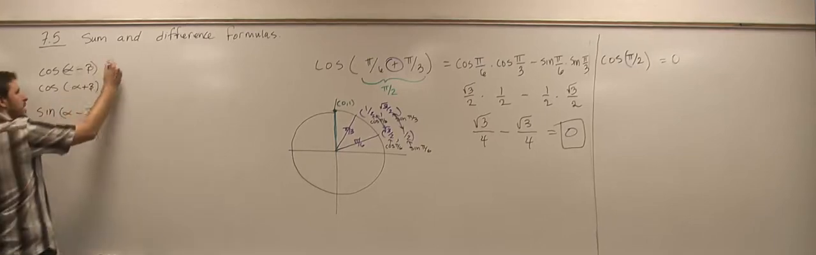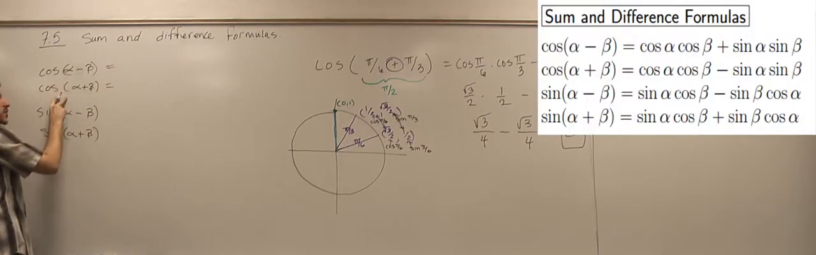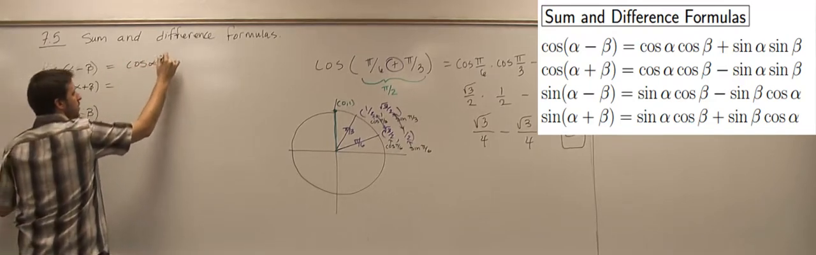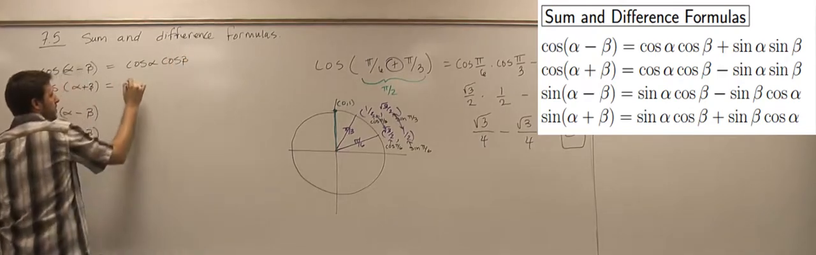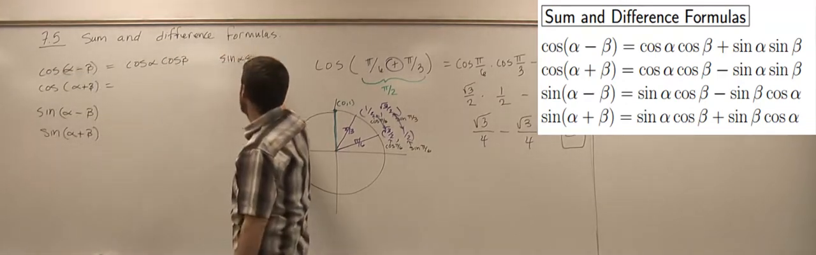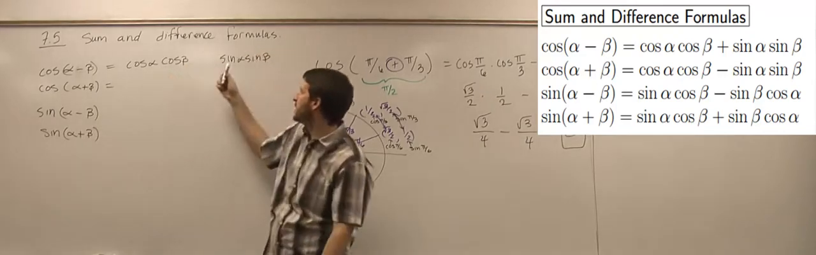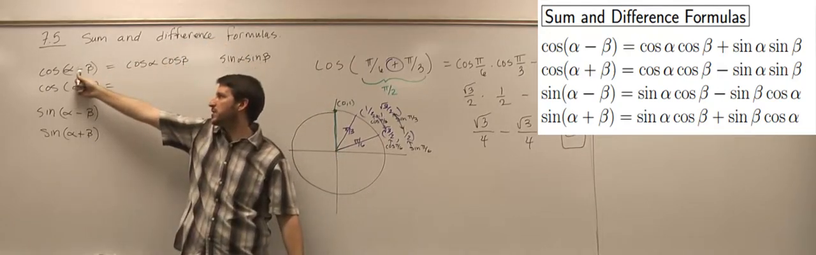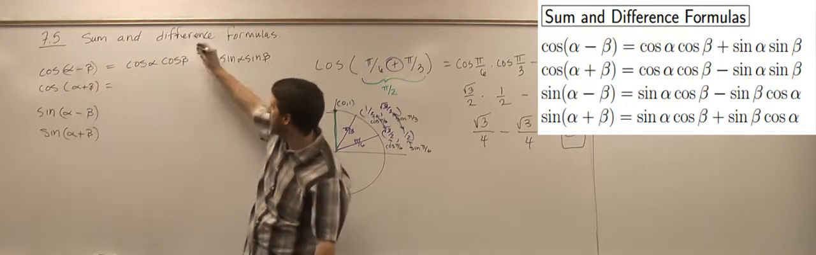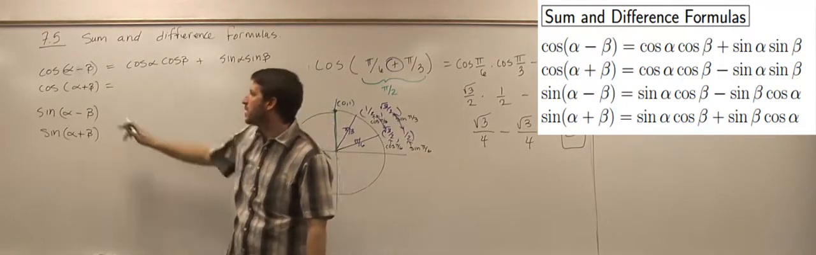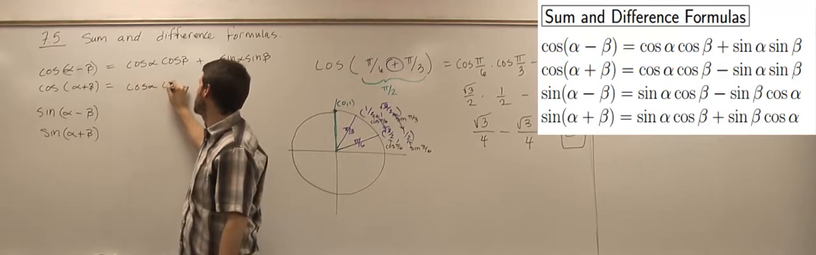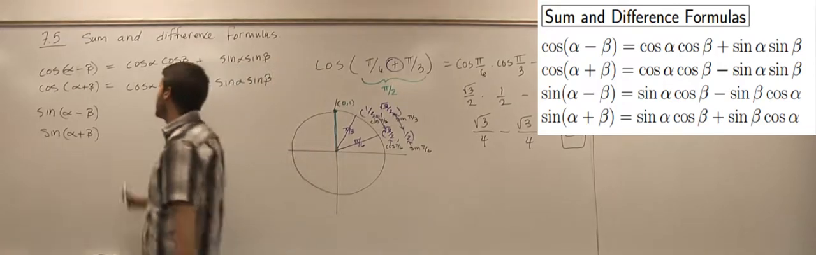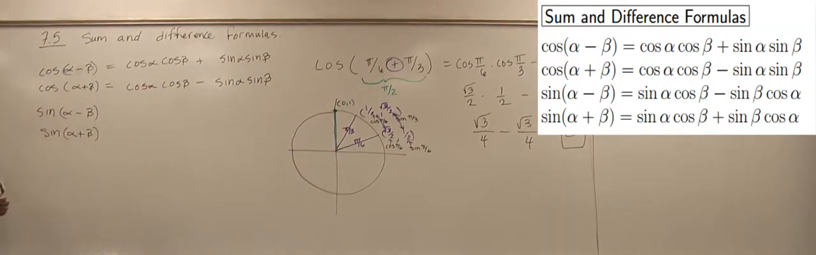But the way the formulas work is that the cosine sum and difference formulas don't mix trig functions. The cosine sum and difference formula have cosine of the first, cosine of the second, then sine of the first, and sine of the second. Right? Cos alpha, cos beta, sine alpha, sine beta. The sign in the middle of the two is the opposite of the sign you see here. So if you have a difference formula for cosine, you put a plus in it. If you have a sum formula for cosine, you put a minus in it. And there's no mixing. Cosines stick with cosines, sines stick with sines.